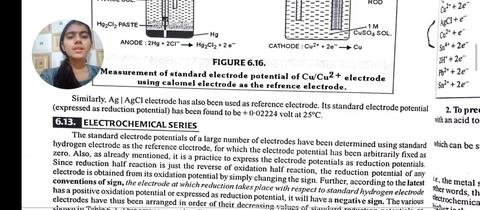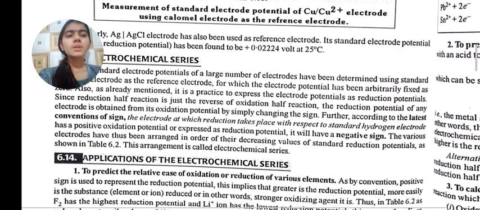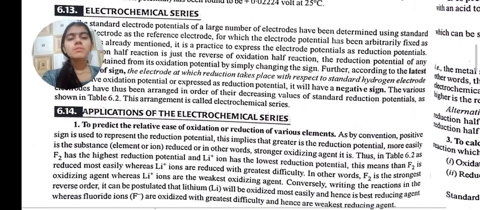Further, according to the latest conventions of sign, the electrode at which reduction takes place with respect to the standard hydrogen electrode has a positive reduction potential; if oxidation takes place, it will have a negative sign when expressed as reduction potential. The various electrodes have thus been arranged in order of their decreasing values of standard reduction potentials as shown in table 6.2. This arrangement is called the electrochemical series. Then we will discuss the applications of the electrochemical series.